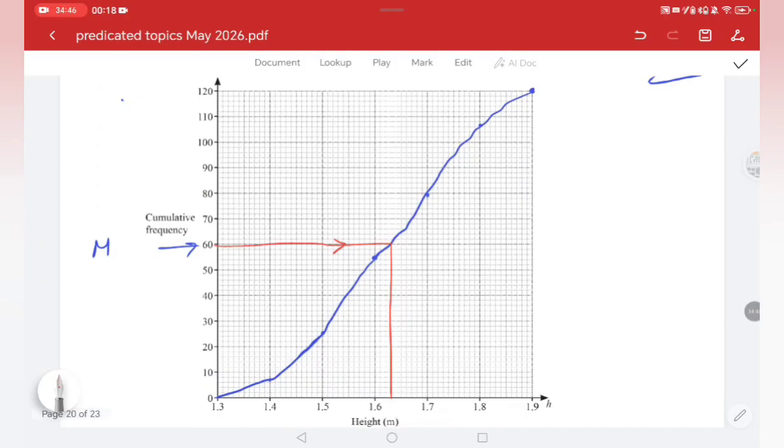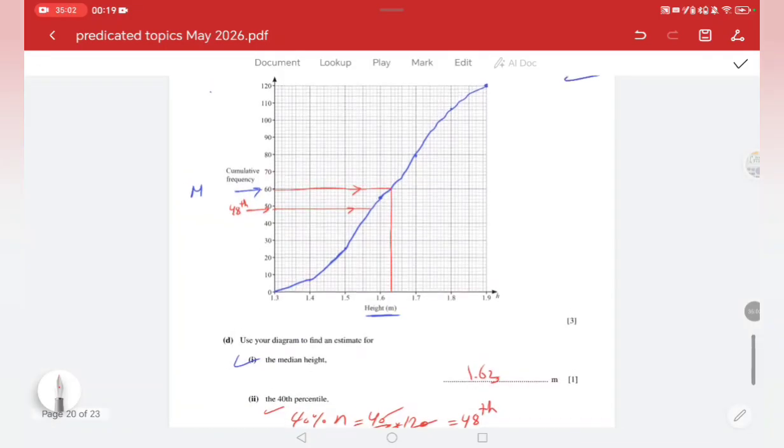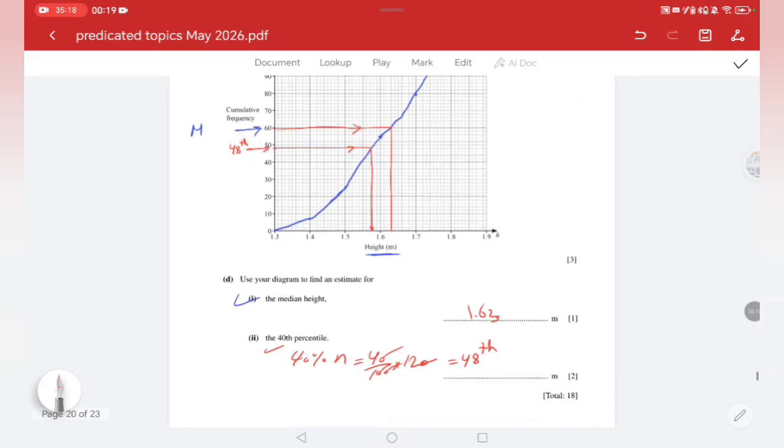So you have to go here. Where is 48 in the graph? 48 should be here. So this one, 48th. Okay. You intersect with this one, and then show your work again on the graph. Approximately here. This one is more than 1.55. It's like 1.58 approximately.